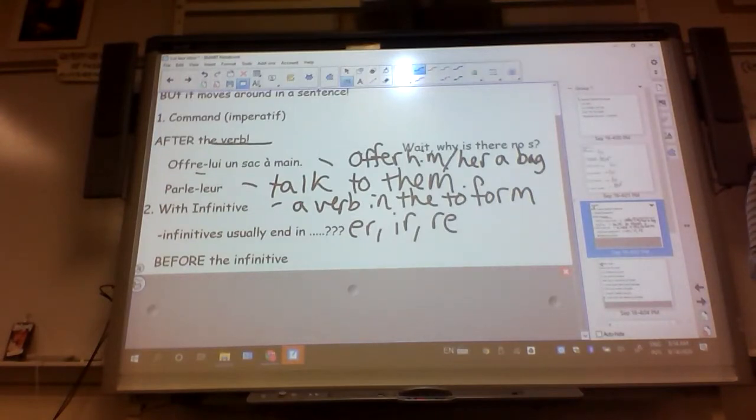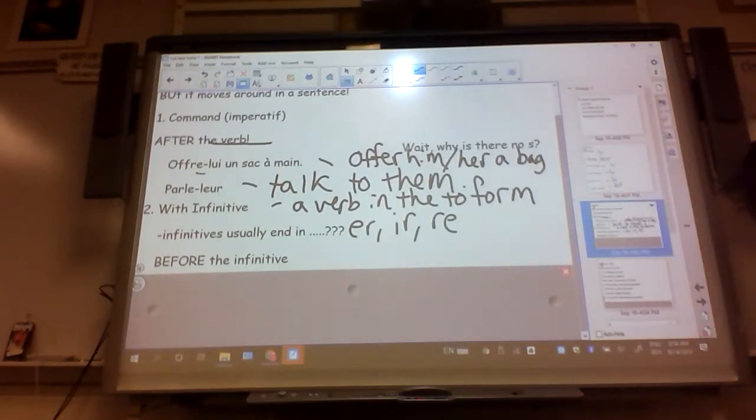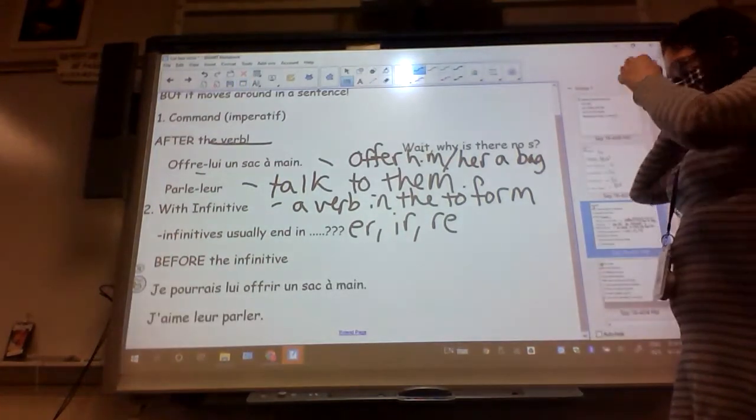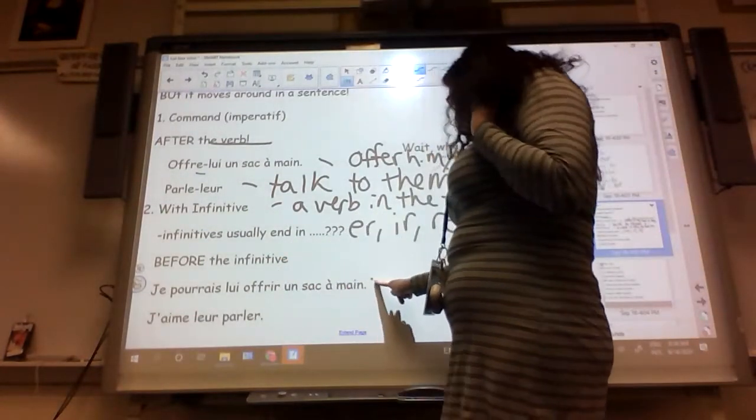If you speak Spanish, okay, so all two of the people in the room who speak Spanish, this is exactly where it can't go in Spanish. Because you can't put it before the infinitive. It has to go at the end of the infinitive or before the conjugated verb. But we can't do that in French. It has to go before the infinitive. For example, je pourrais lui offrir un sac à main.